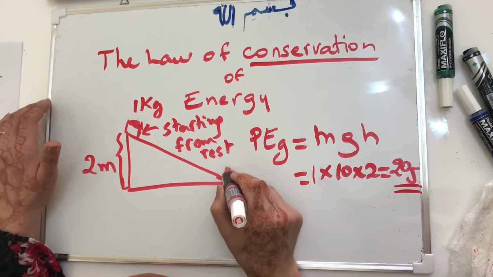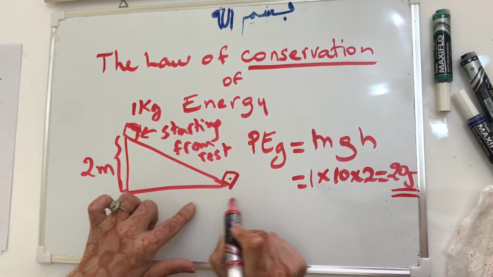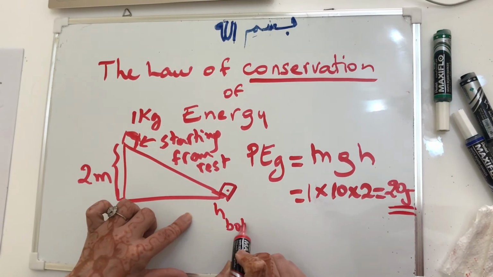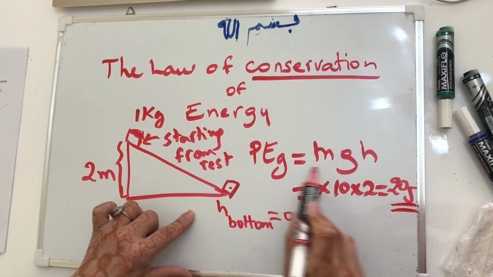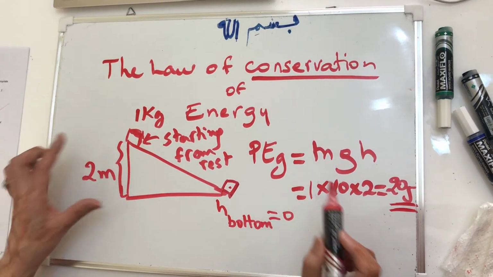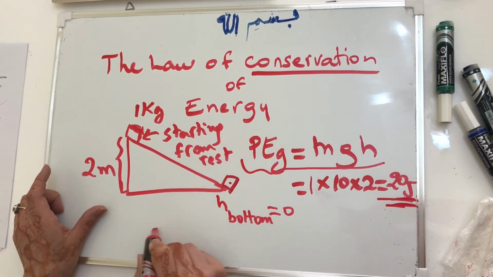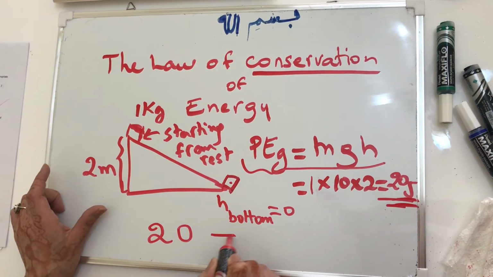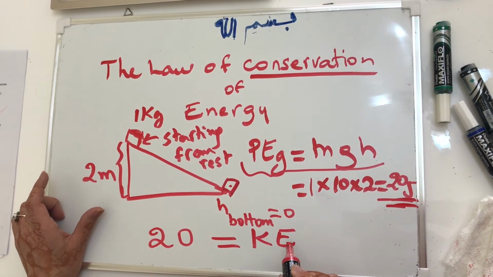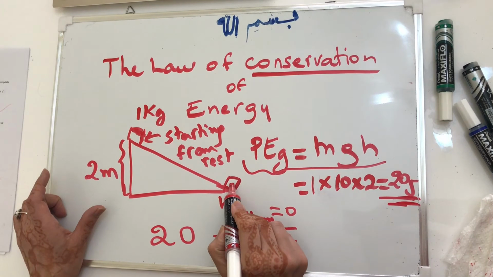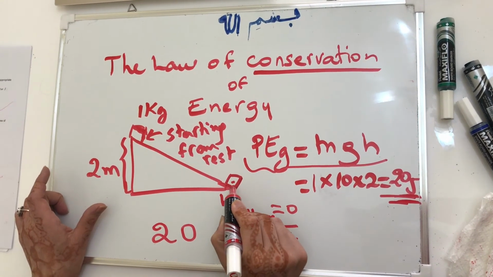So at the bottom, what is the height at the bottom? The height at the bottom is 0. So do I have any stored energy due to gravity, due to height here? No. So all that potential energy, all the 20 joules, they became what? They became kinetic energy. So a question would be, what is the speed of this block or this small cart at the bottom of the hill?